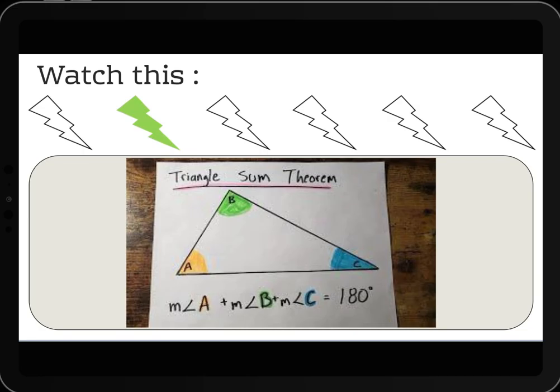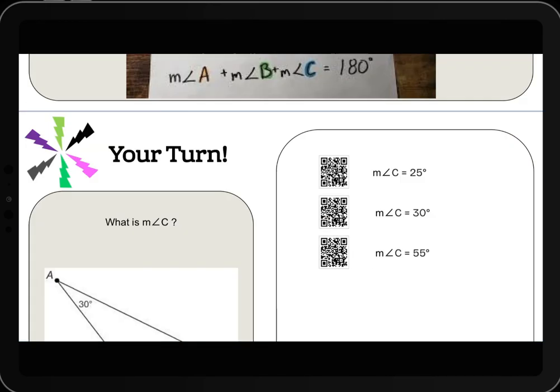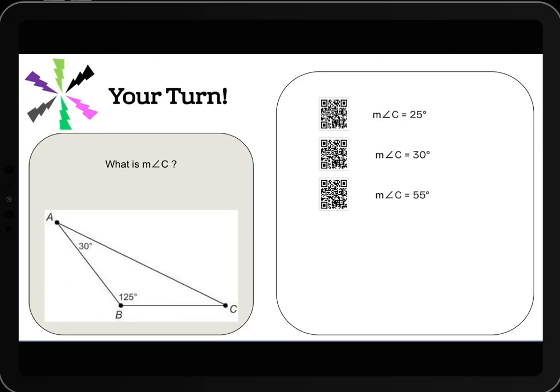In other words, all three angles are supplementary to each other because their sum is going to add up to 180 degrees. With that said, we can use that information to figure out, if two angles are known in a triangle, what the missing third angle is. So take a moment to see if you can come up with the missing angle here at angle C.